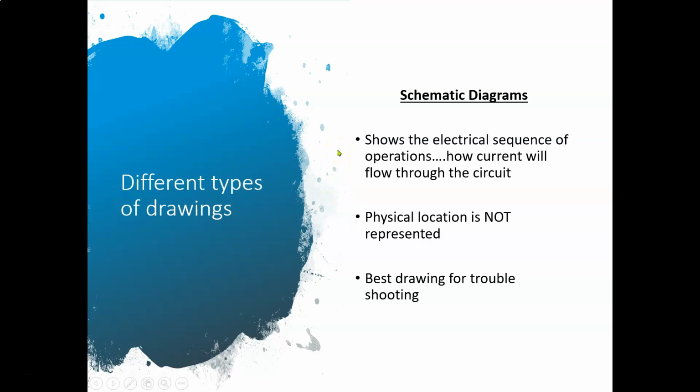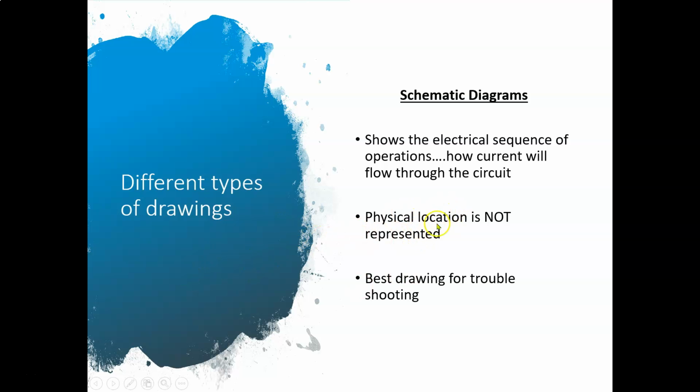Then schematic diagrams. Schematic diagrams are my favorite. They show the sequence of operation for a circuit, and usually when you get a wording in a booklet saying, "I want you to hook up so that this happens and this happens and this happens," they're telling you a sequence of operation, so you're pretty much just turning those words into a schematic diagram, into a drawing. It's a quick snapshot of a circuit, and it really shows you what's going to happen to that current as it's flowing throughout that circuit.